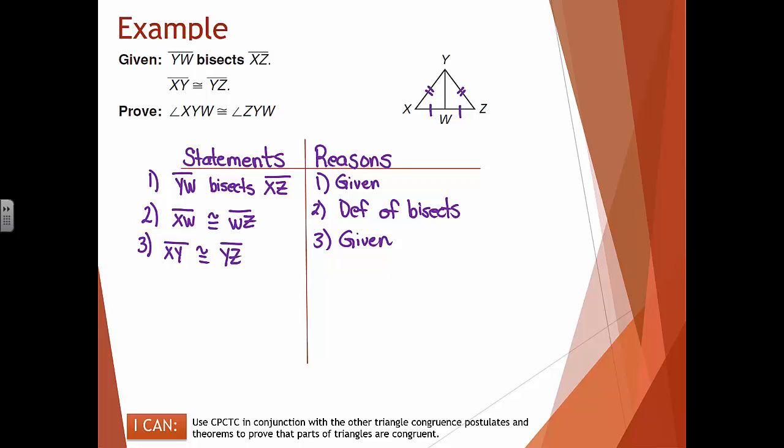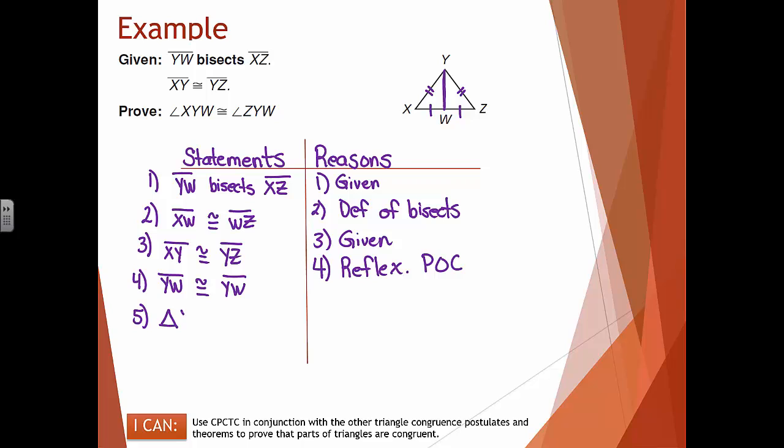Good. So I don't have any information on any angles, so I'm going to try to prove that these two triangles are congruent by side, side, side. And I know, lastly, that WY or YW is congruent to itself. YW is in both of those triangles, and it's congruent to itself by the reflexive property of congruence. All right, so we have that.